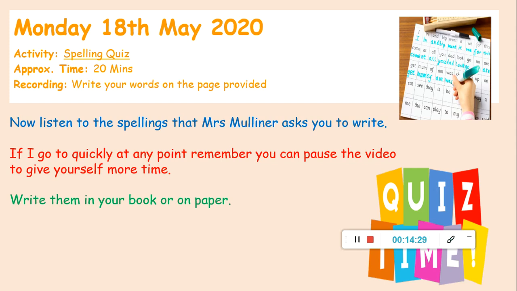Number 5, jockey. A jockey rides a horse. The word is jockey. Number 6, chimney. He climbed up the sooty chimney. The word is chimney.